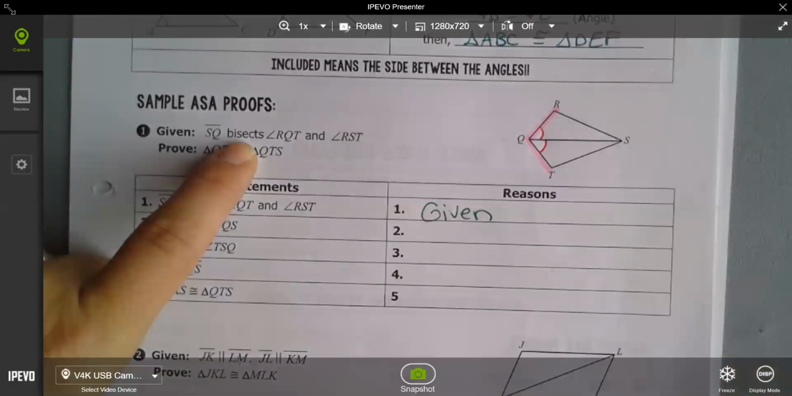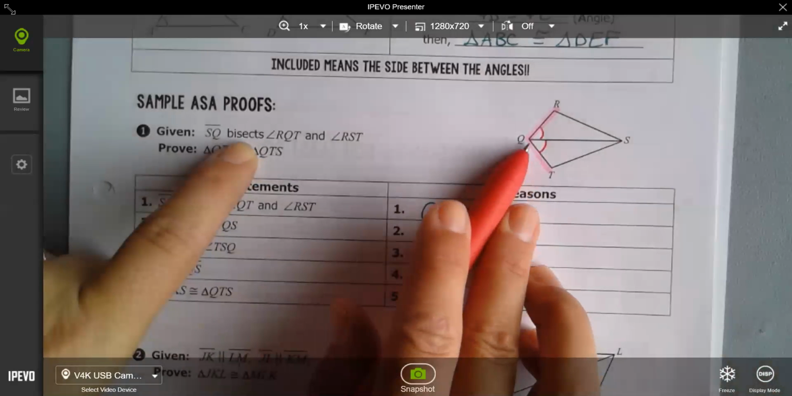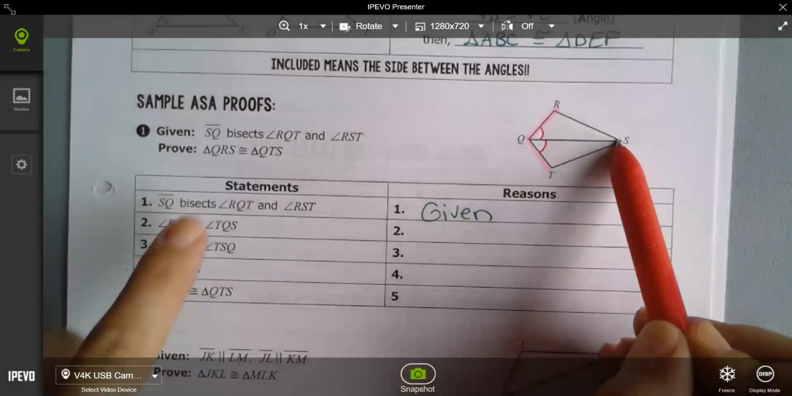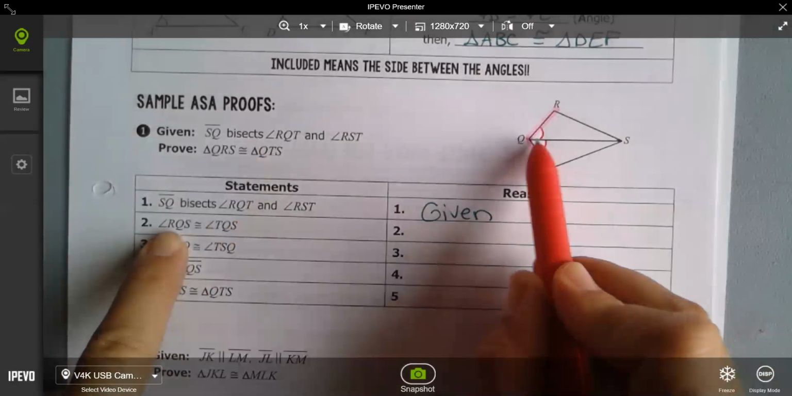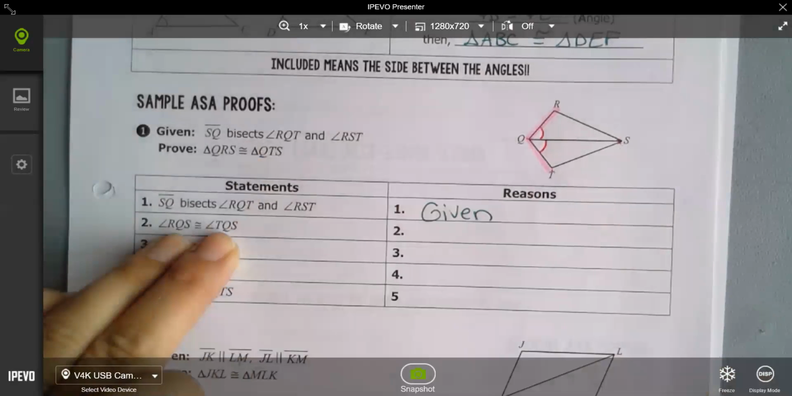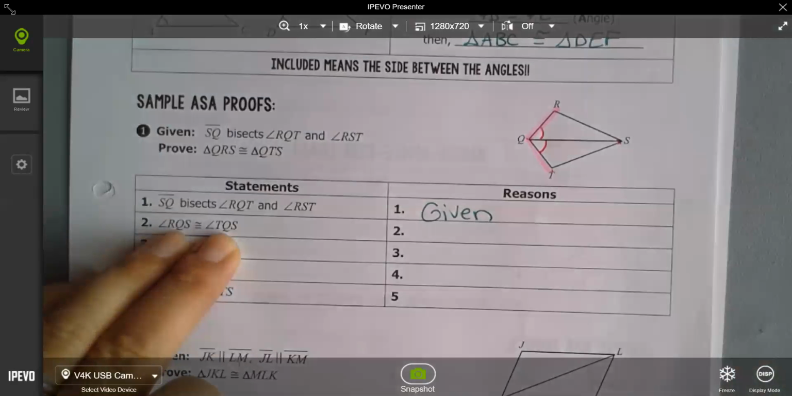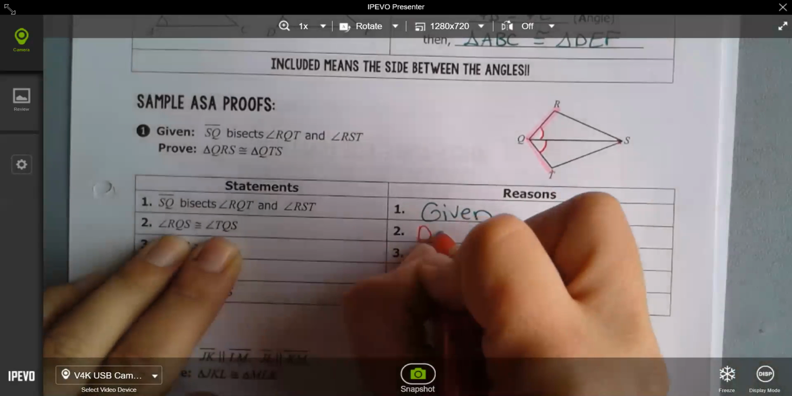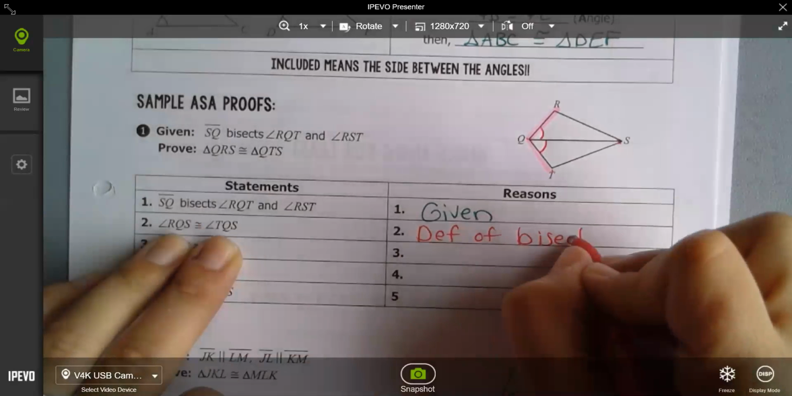each other. I can't name those angles Q because there's 2 different angles at Q. So this one I'm going to have to name RQS, that's that one. And this one is going to be TQS, that's that one. And what allowed me to know that those 2 angles were congruent to one another? It's because of that word bisects. We knew the definition of bisects or bisector.